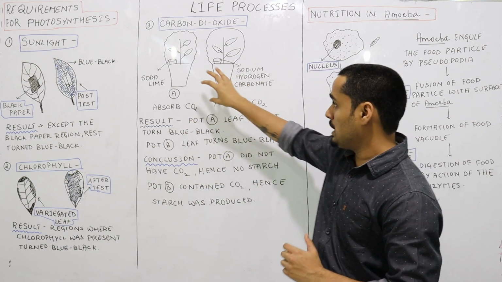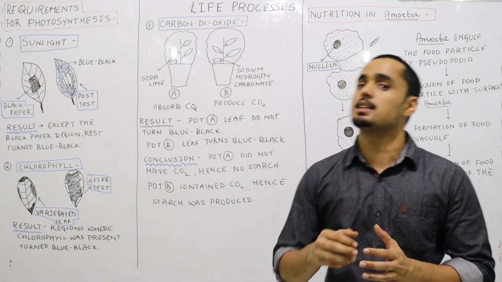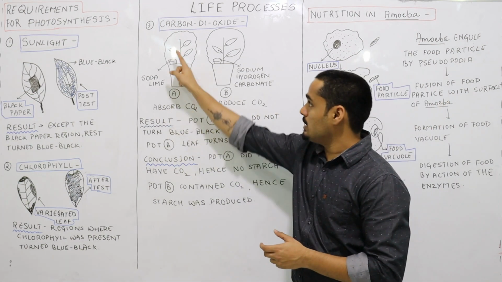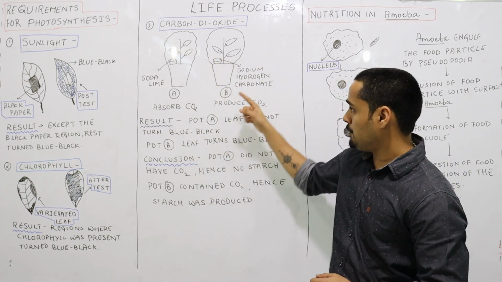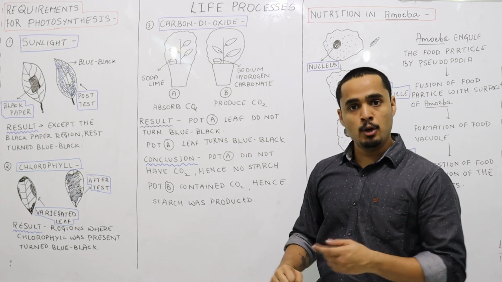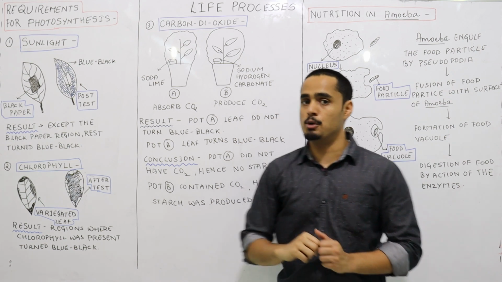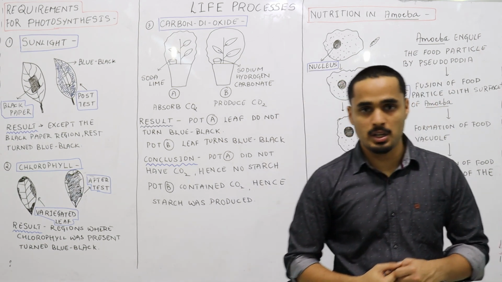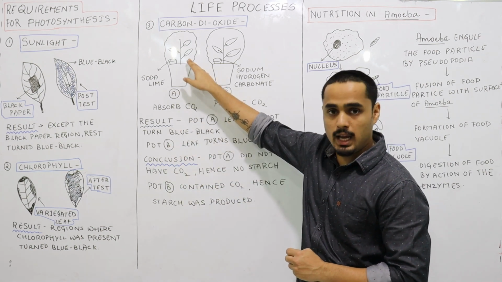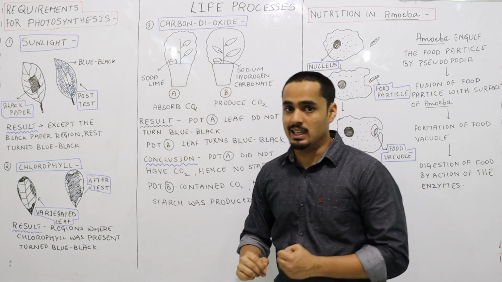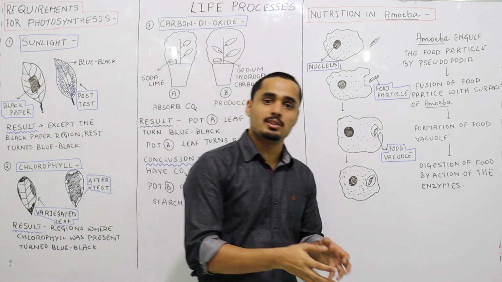When these potted plants were exposed to sunlight for a brief period of time, let's say 4 to 6 hours, and the leaf of either of these pots was tested for starch, the leaf of pot B turned blue-black, whereas the leaf of pot A did not turn blue-black. Now what is my conclusion in this? The conclusion is that the leaf of pot A did not have any carbon dioxide, and since it did not have any carbon dioxide, no photosynthesis occurred.